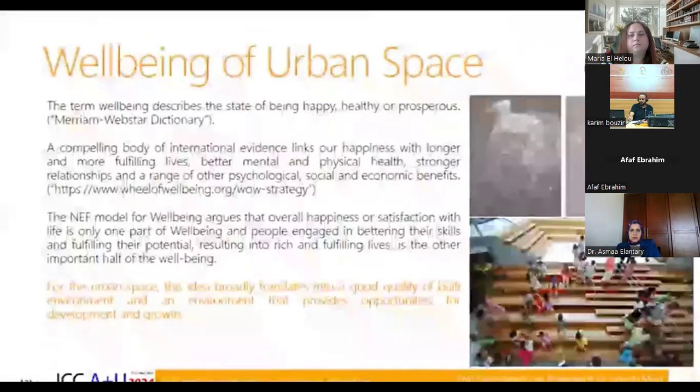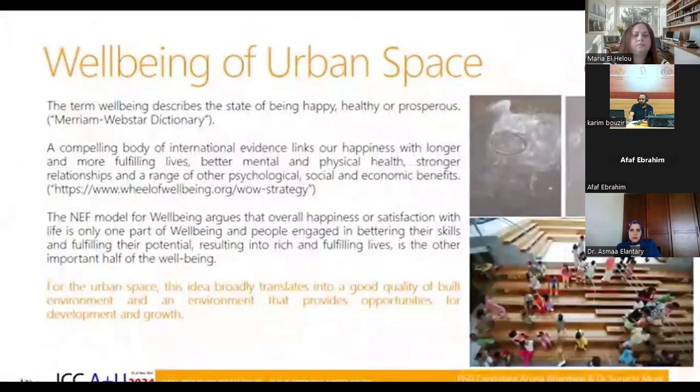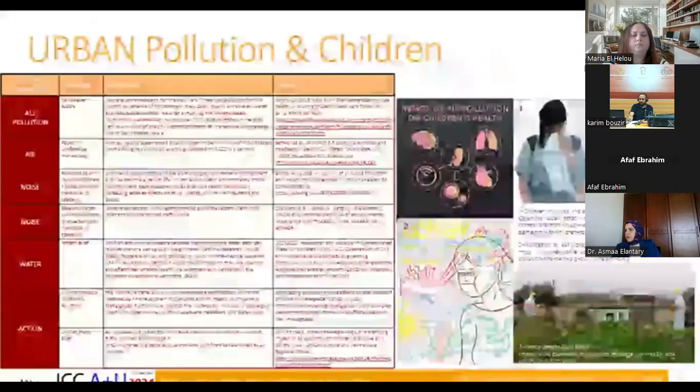Well-being of the urban space. The term well-being describes states of being happy, healthy, or prosperous, and the NEF model for well-being argues that overall happiness or satisfaction with life is only one part of well-being, and people engaged in bettering their skills and fulfilling their potential result in rich and fulfilling lives. This is a very important other part of well-being. For the urban space, this idea broadly transfers into a good quality built environment and an environment that provides opportunity for development and growth.